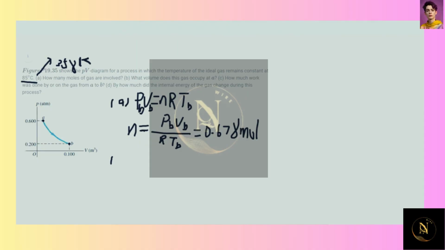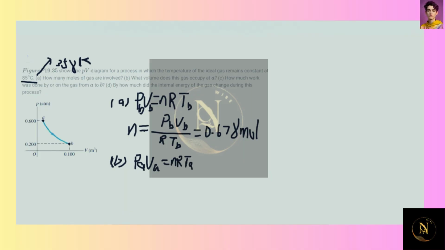And part B, we want to find out the volume at state A. Sorry, yes, we want to find the volume at state A. We simply need to utilize this relation again: PA times VA equals nRTA.